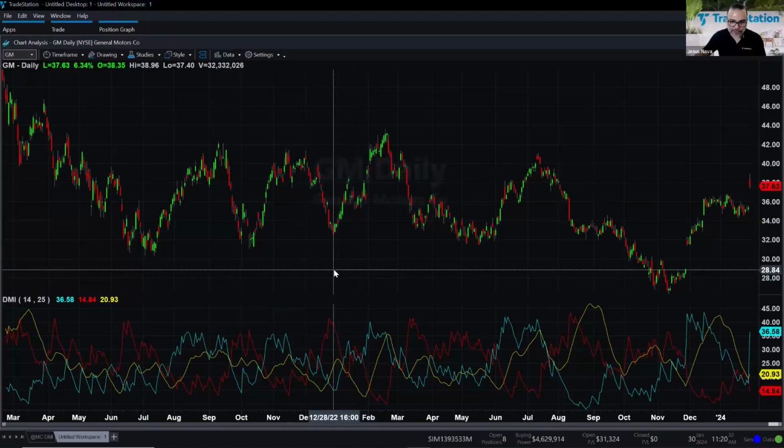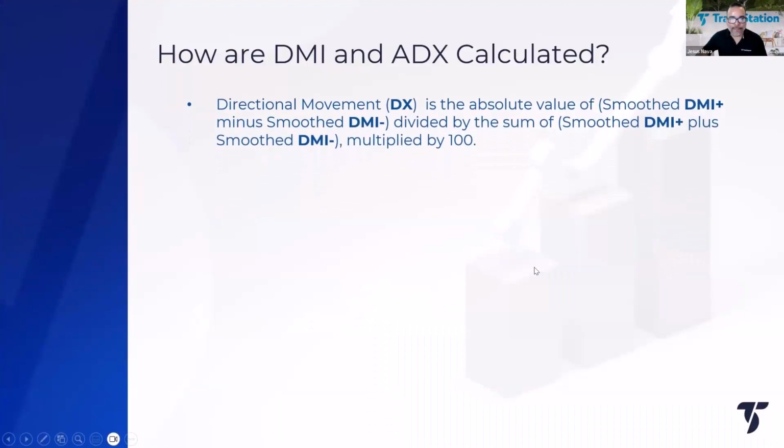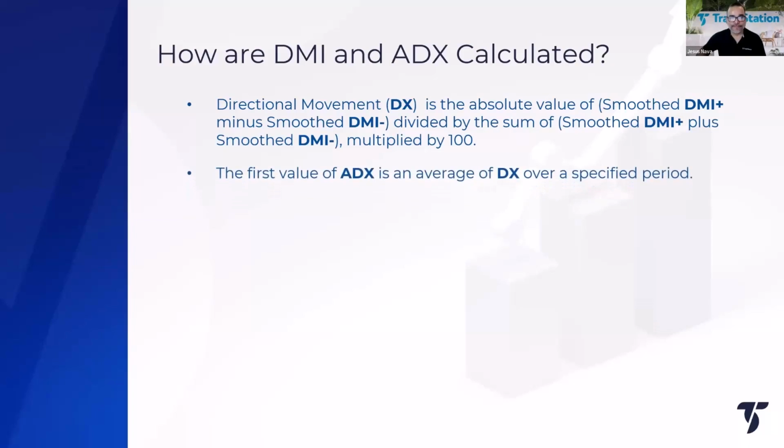All right, let me go back here into my PowerPoint. This goes a little bit more into detail about the math of the lines. In order for you to calculate ADX, which is the yellow line of the DMI, and is the one that tells you if the trend is strong or not, you need to calculate DX. DX stands for directional movement, and the formula here is the absolute value of the DMI plus minus the DMI minus, divided by the sum of the DMI plus and the DMI minus, and then multiplied by 100. You don't need to learn the math.